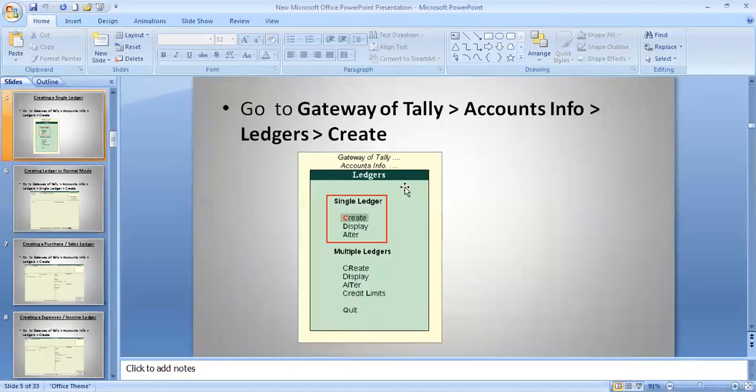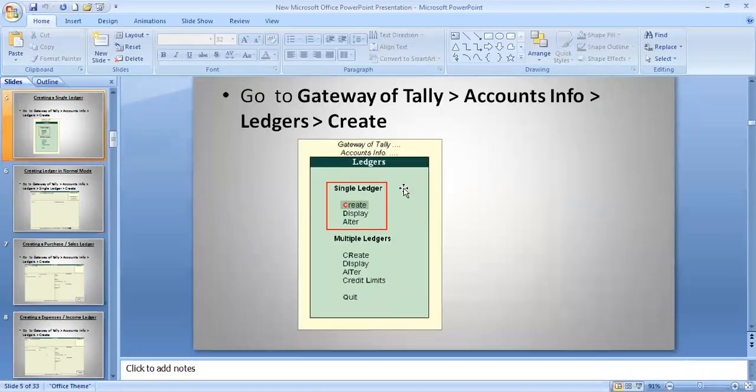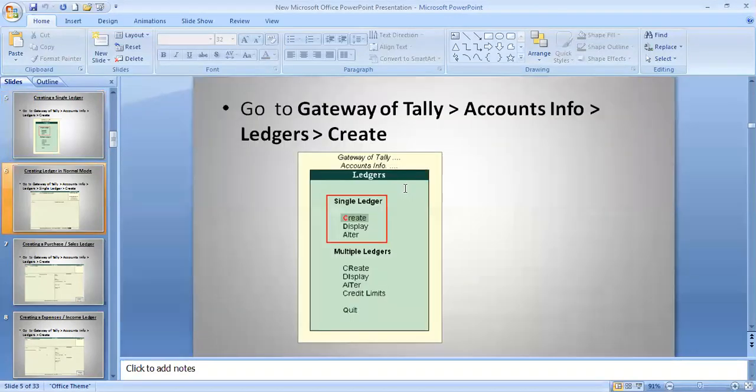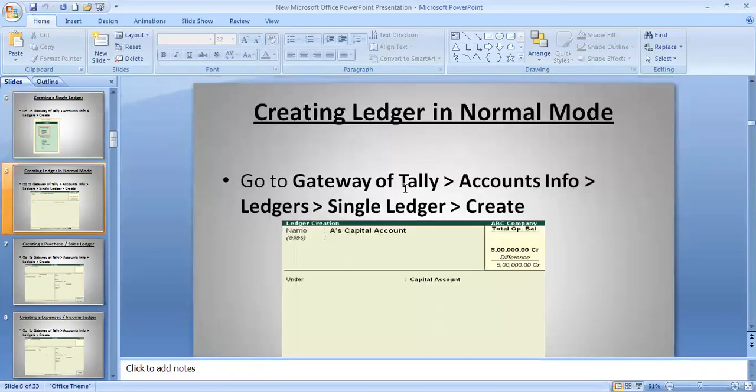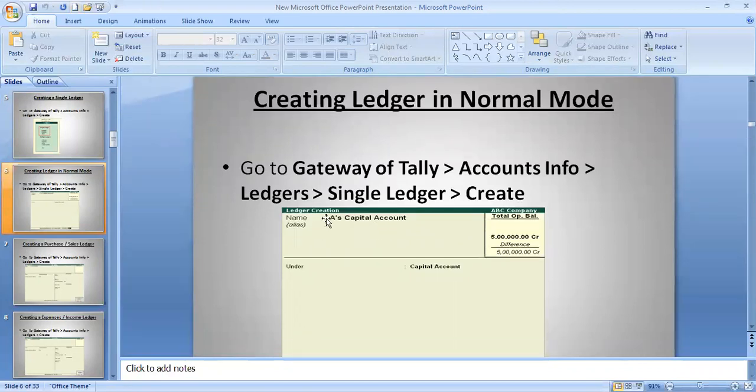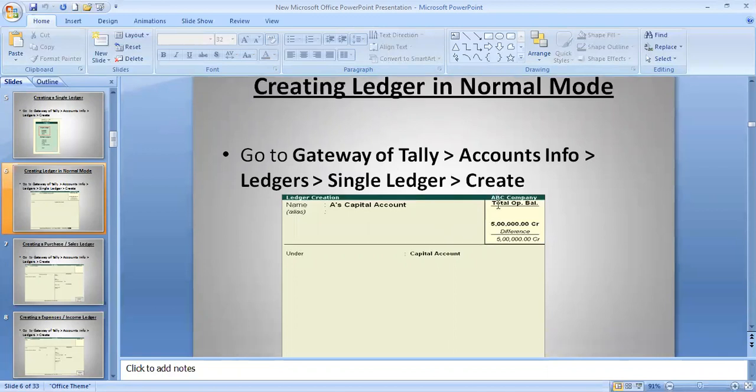So be very particular. You are just creating a single ledger here. And in Tally ERP9, you can also create a ledger in the normal mode. So how to move on with that? How to move on with the single ledger transactions? Go to Gateway of Tally, Accounts Information, Ledger, Single Ledger and Create. So we shall see now.